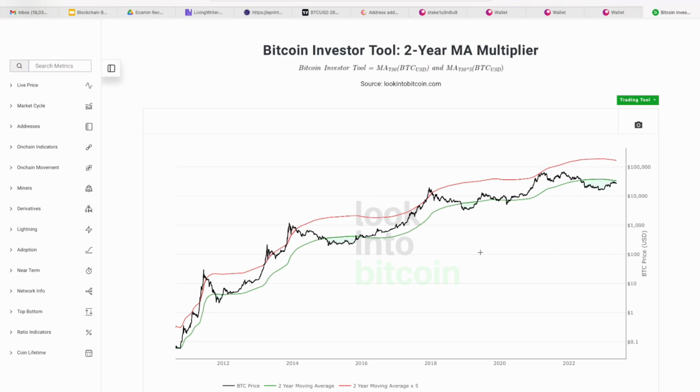In the next video, in part 3, we're going to look at another tool that I feel is necessary because you don't just want to rely on one tool. You don't want to rely on the stock to flow. You don't want to rely just on this investor tool. You want to at least have 3 tools.